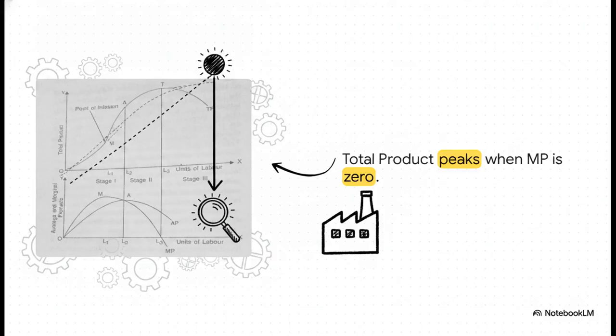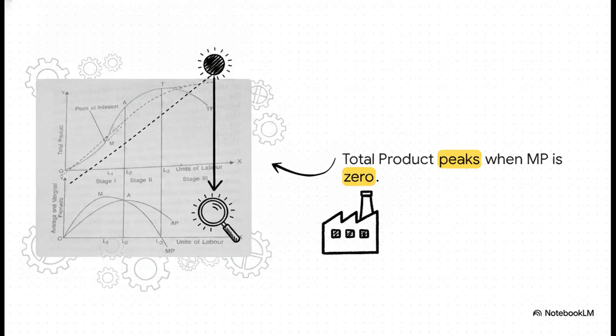Sticking with that top graph, let's trace the curve even further until we hit point T. This is it, the absolute peak of the total product curve. You literally cannot produce 1 more unit with your current fixed factory setup. Now drop a line straight down from point T to the bottom graph. Look exactly where it lands. It hits L3 on the x-axis. That is the exact moment the marginal product curve drops all the way down to 0.